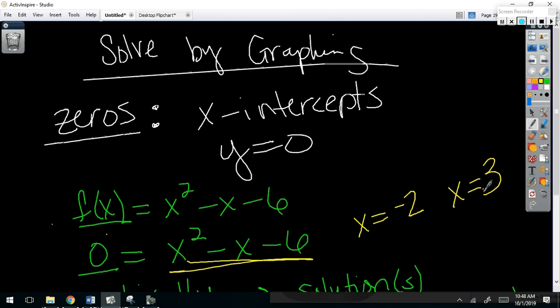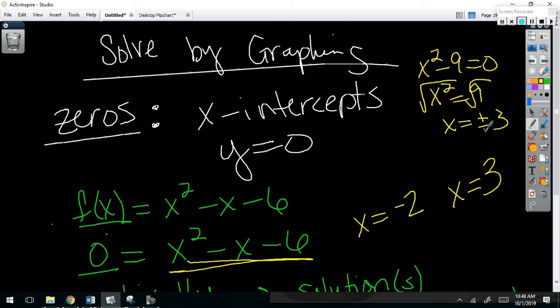And algebraically, you understand why there's 2 answers, right? If I had x squared minus 9 equals 0, and I added 9, well, what's the square root of 9? Plus or minus 3, right? You can do the positive or the negative. Okay? That's why there's two answers, because when you're squaring things, you can be talking about the negative or the positive.